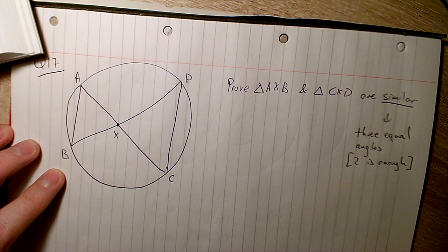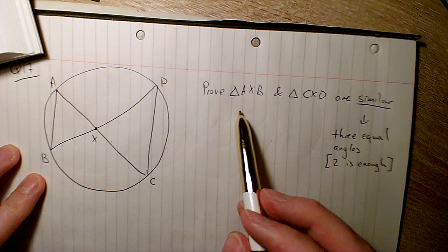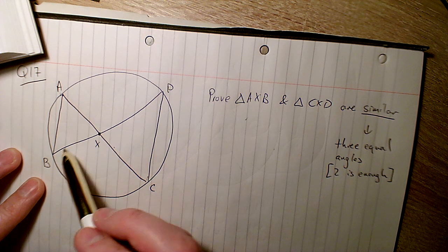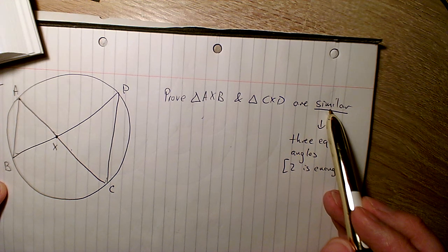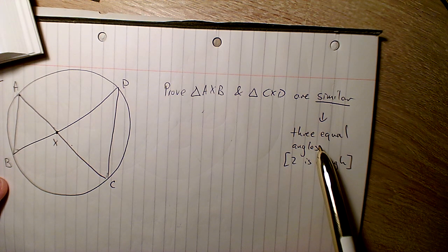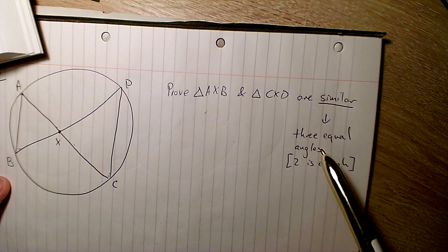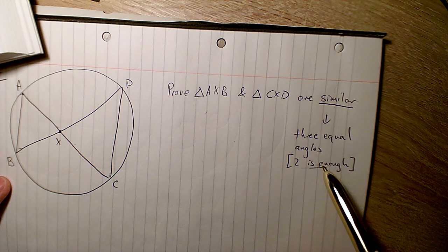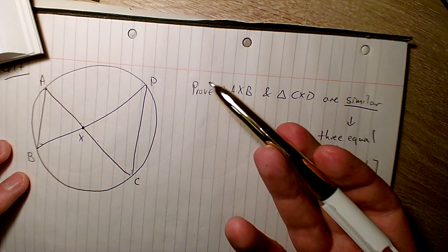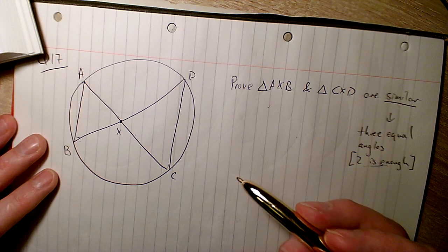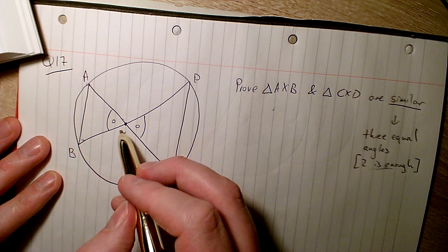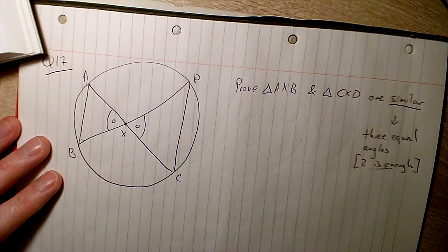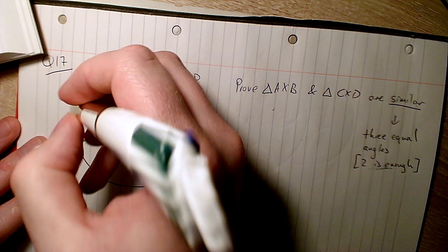We're going to finish with question 17, which gives us this diagram here, and it says prove that the triangles AXB and CXD are similar. Similar, if you remember, means all three angles are the same, which then means the corresponding sides are in proportion. It's enough to get two angles, because if two triangles have two angles in common, the third one must also be in common. So we're going to say these are vertically opposite angles. AXB and DXC are vertically opposite, so they're equal.